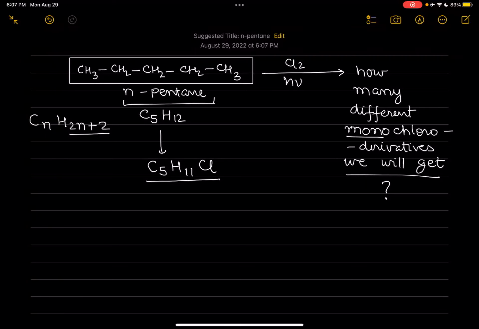And we need to know how many different carbon atoms are there. Suppose there are 5 carbon atoms. Suppose in both my hands I have 10 fingers. But how many different types of fingers am I having? There are 10 fingers in both hands, but how many different types of fingers are there? Similarly, you should think in the same way in this question.